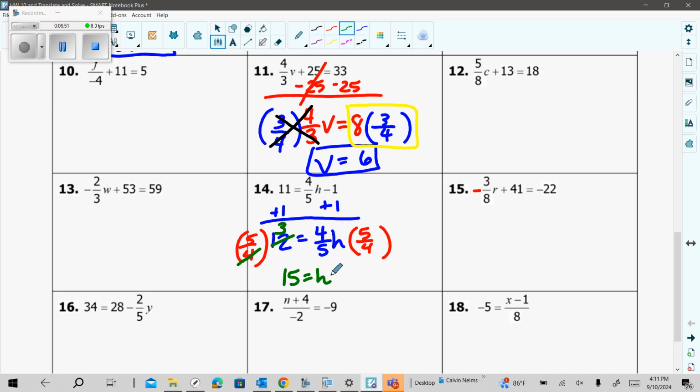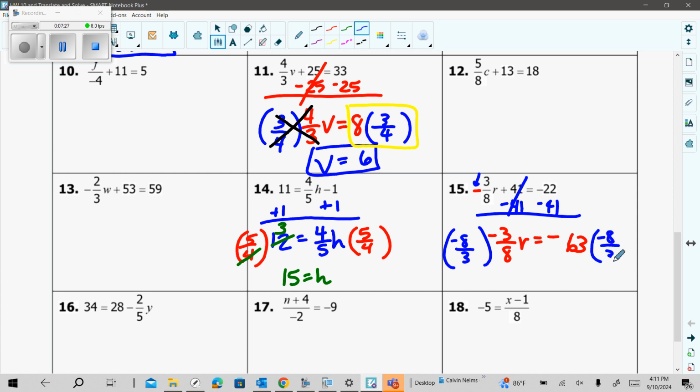Now, what I was trying to get to on 15 is, and I apologize if the video went crazy, just don't forget your signs. Our first step here would be to undo the plus 41, so minus 41. And then don't forget this sign right here. So we have negative 3/8 R equals actually a negative 63. And then now we're multiplying by the reciprocal. Because this is a negative 3/8, you're going to make it a negative 8/3.